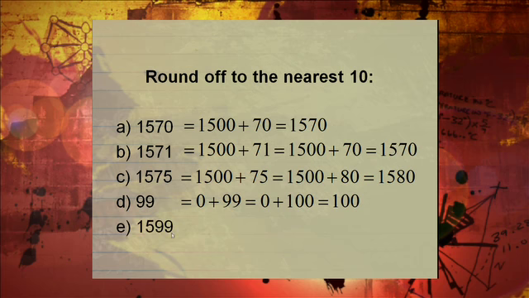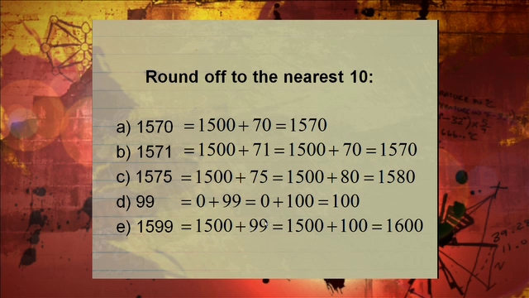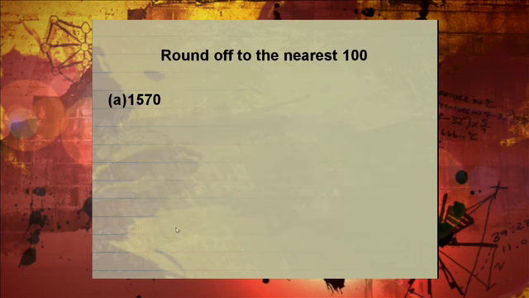Cool. 1599. Split it up. 1500 plus 99. 99 rounded off to the nearest 10 is 100. And 1500 plus 100 is 1600. You can easily see there 1599 is close to 1600. Put 1600 straight away. Good. Now, rounding off to the nearest 100.